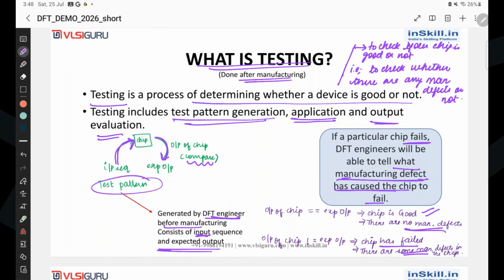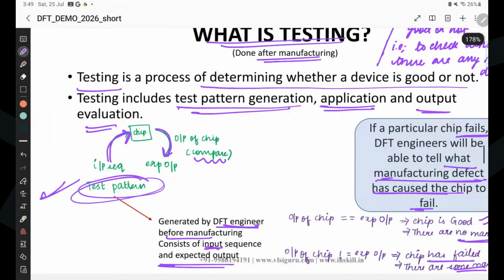So these test patterns will be generated by the DFT engineer. Before manufacturing itself, we will be generating the test patterns. They consist of an input sequence and expected output. The input sequence will be applied onto the chip, and then the output of the chip will be compared with the expected output.